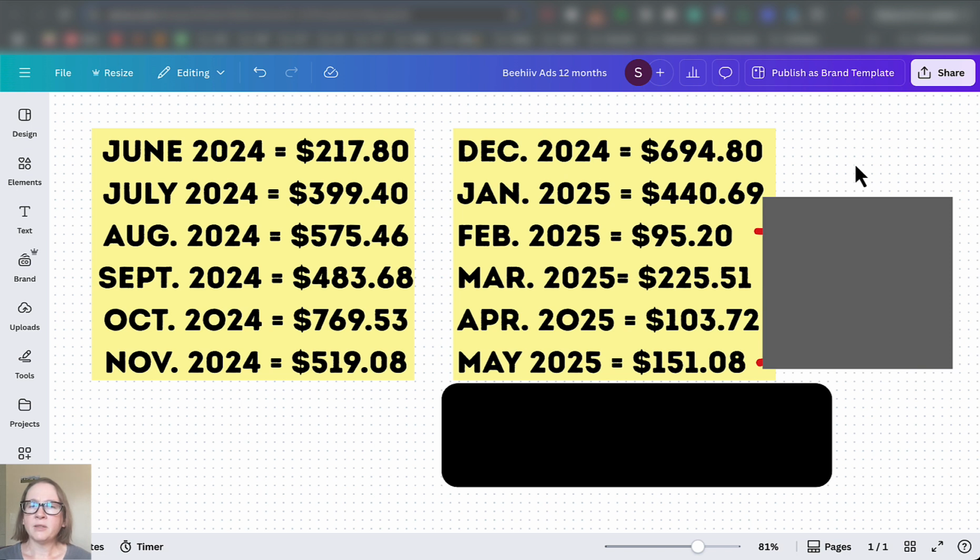A couple things about these numbers. In June of 2024, when my first month on Beehiiv made over $217, then we fast forward to February of this year, $95.20. This February, I had to send every day of the month. In June of 2024, I only had a handful of sends.